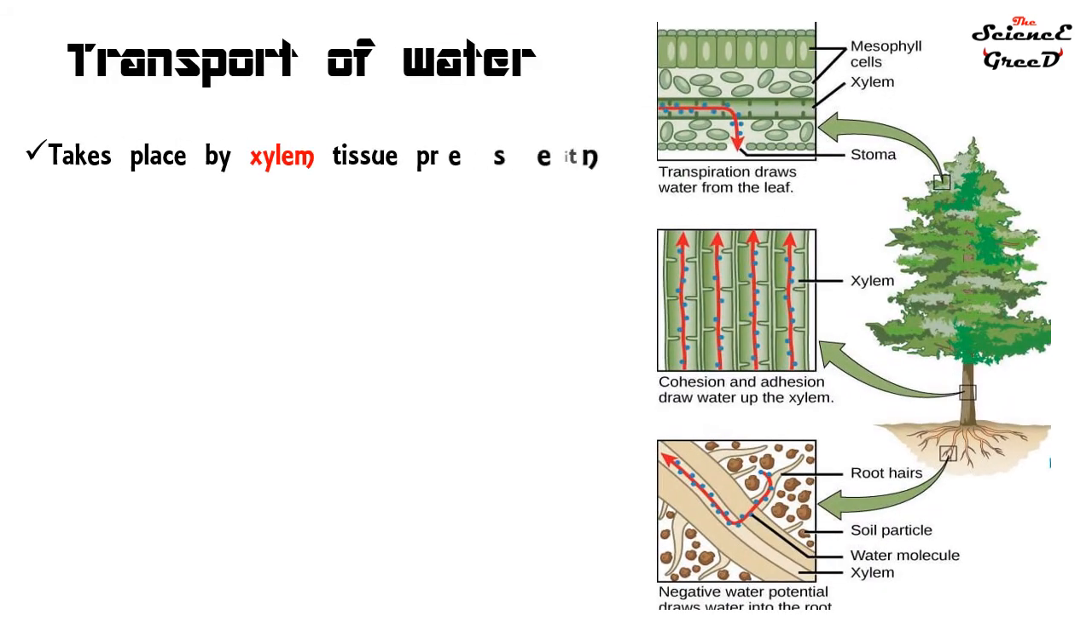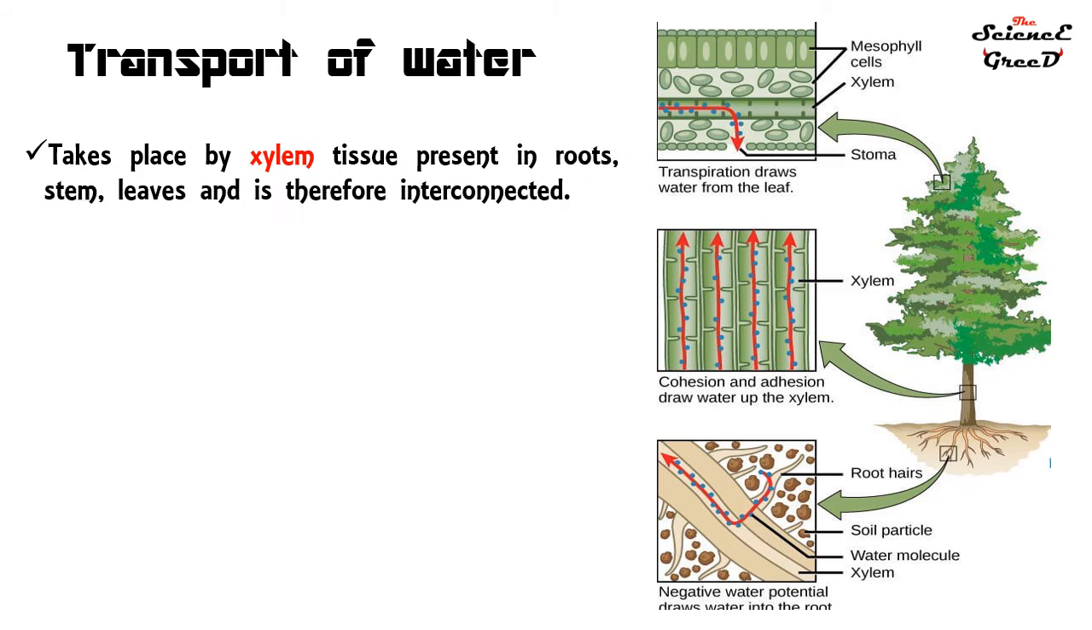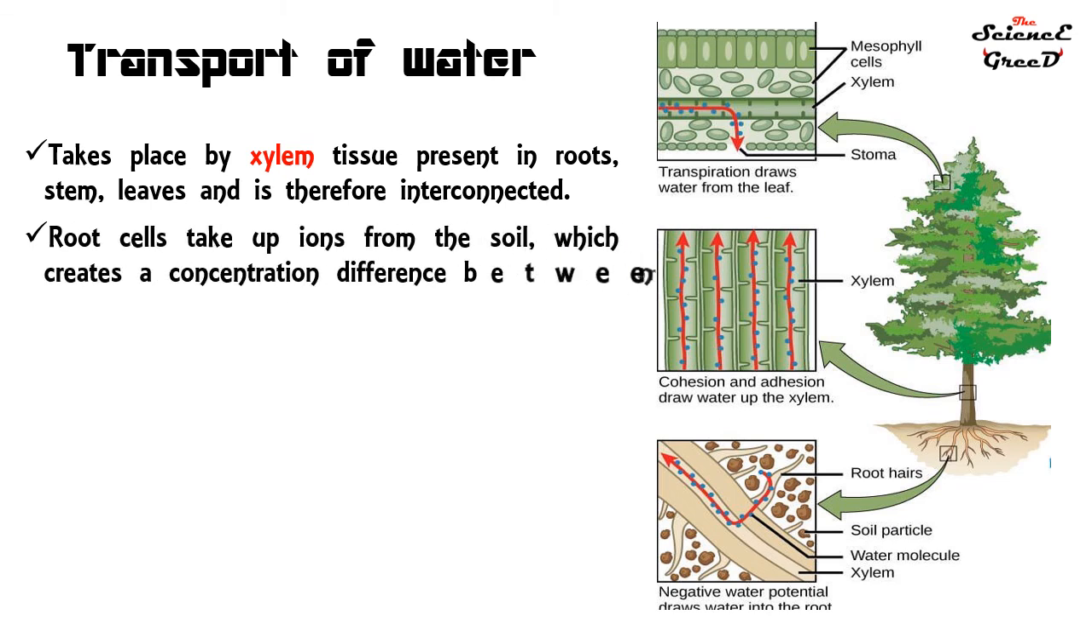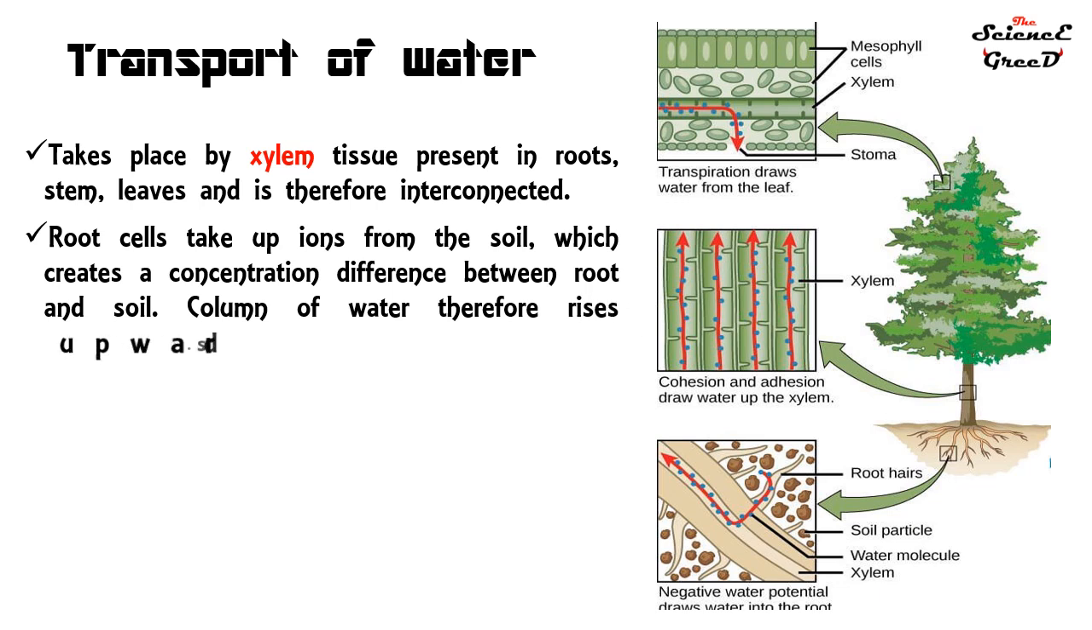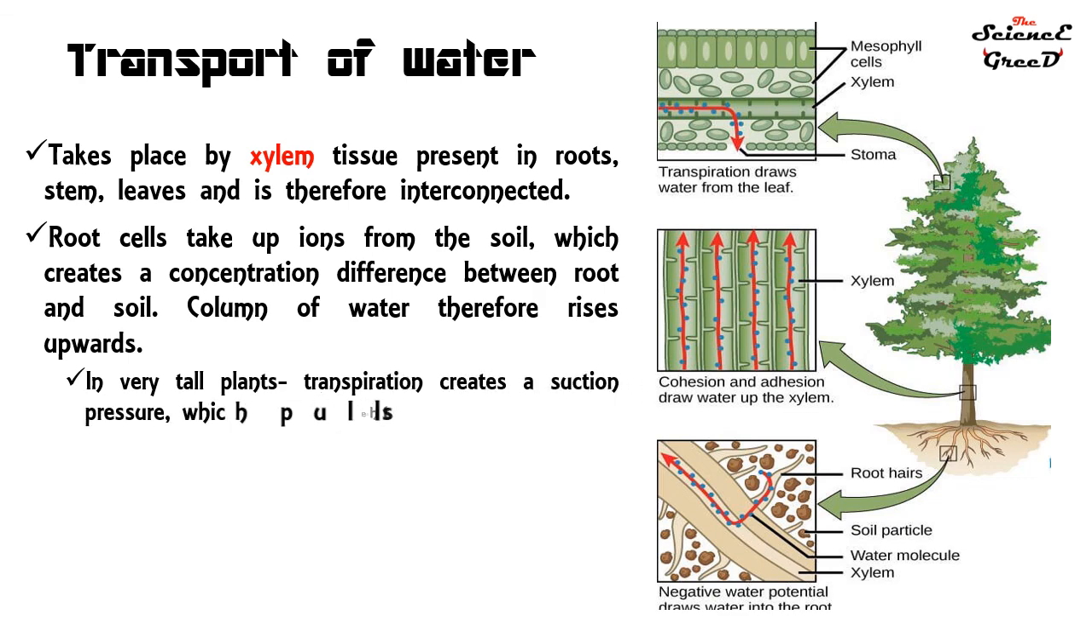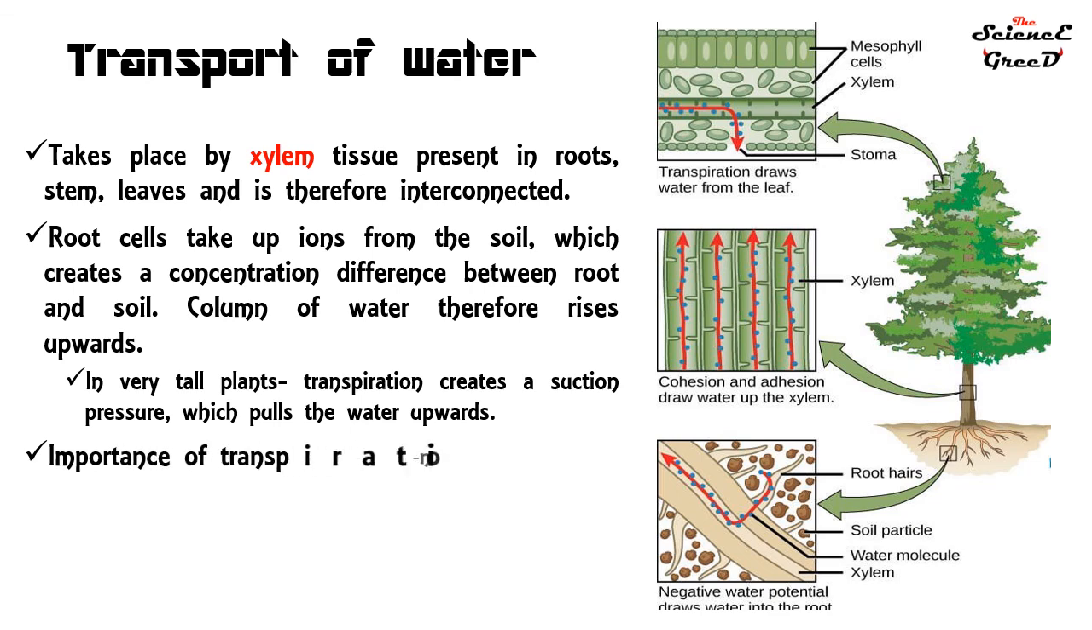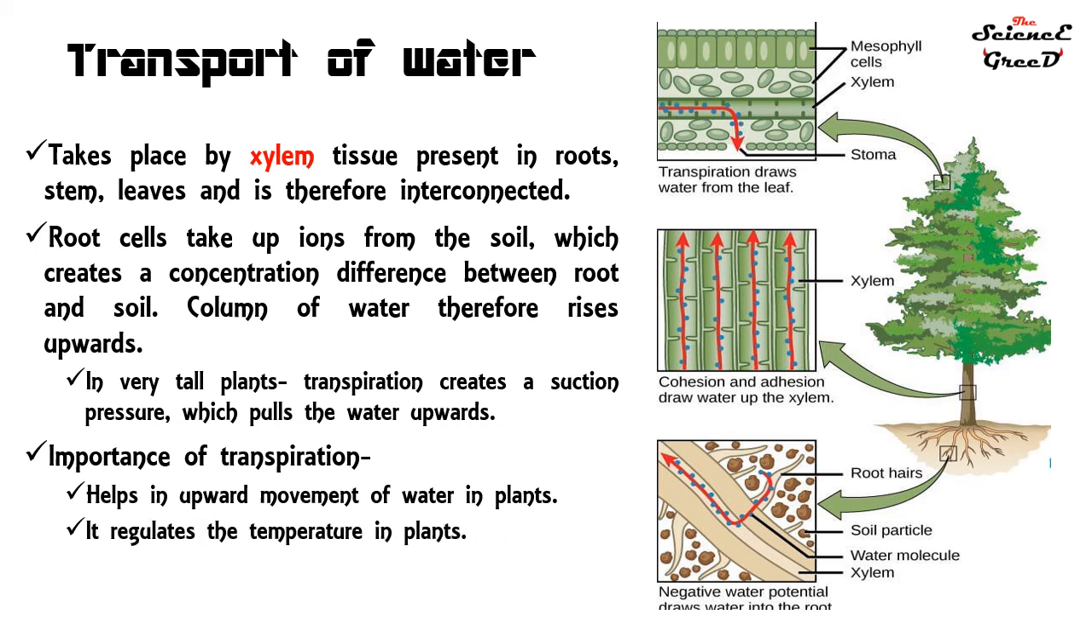Transport of water takes place by xylem tissue present in roots, stem and leaves, and is therefore interconnected. Root cells take up ions from the soil, which creates a concentration difference between root and soil. The column of water therefore rises upwards. In very tall plants, transpiration creates a suction pressure, which pulls the water upwards. Importance of transpiration: it helps in the upward movement of water in plants. It regulates the temperature in plants.